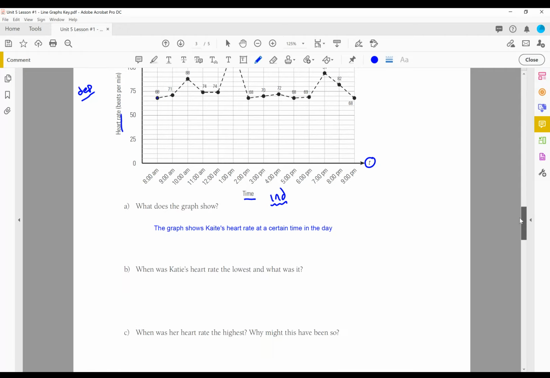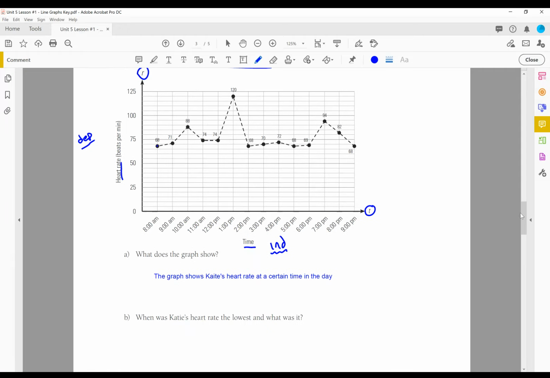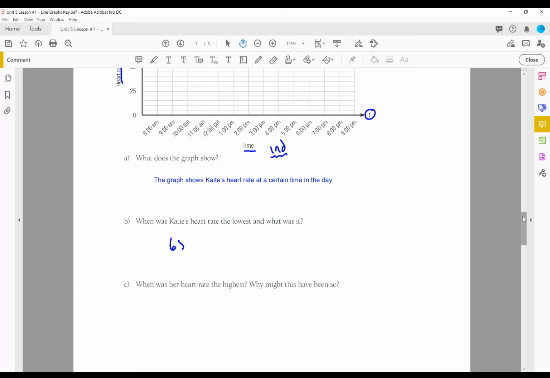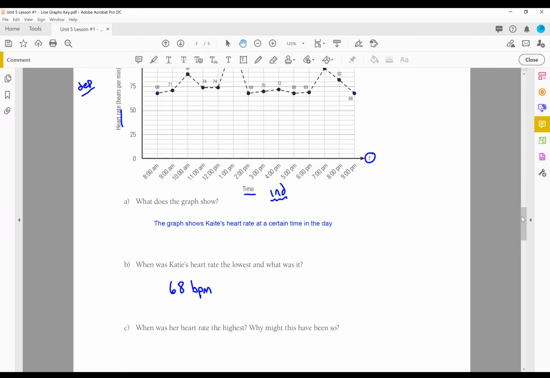Next question, when was Katie's heart rate the lowest and what was it? So we have to look for the lowest heart rate. This one is 68 here. We've got a 68 here, 68 there, and a 68 there. It looks like that is probably the lowest. So her heart rate was lowest at 68 beats per minute, or BPM. And that occurred, if we're looking at the graph, at 8 o'clock a.m.